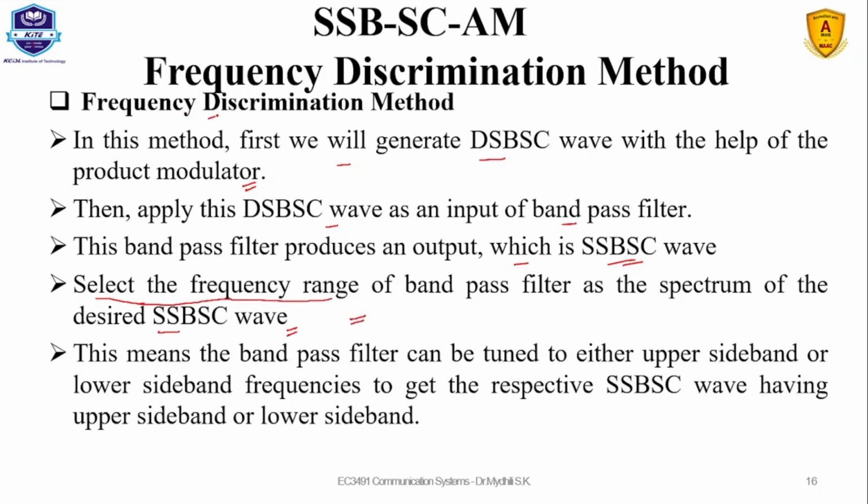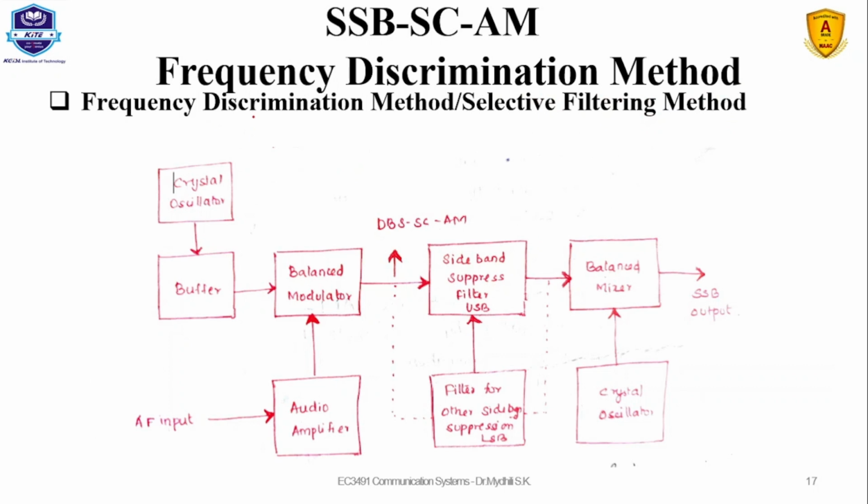This frequency discrimination method is also called the selective frequency method, or selective frequency technique. So the other name for frequency discrimination is nothing but the selective frequency method. This means that the band pass filter can be tuned to either the upper sideband frequency or the lower sideband frequency to get the respective single sideband wave which is having only one of the sidebands. So this is the block diagram which is used for the frequency discrimination method or selective filtering method.